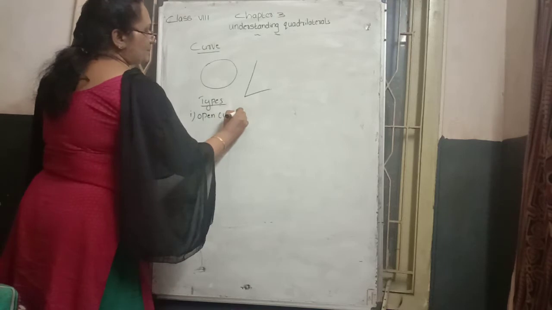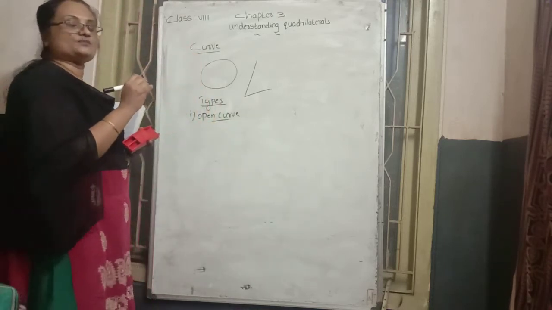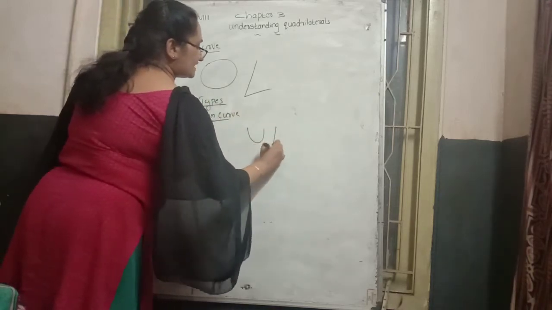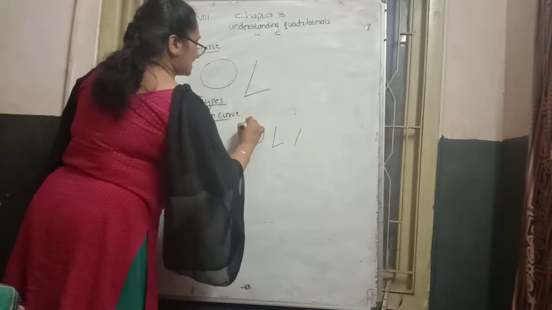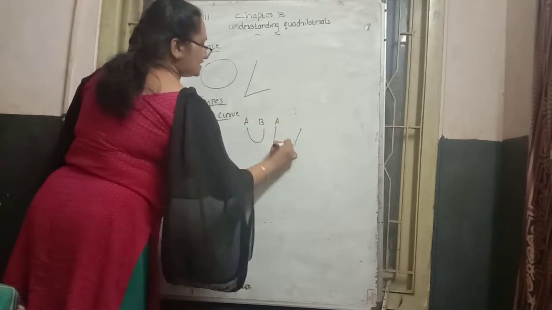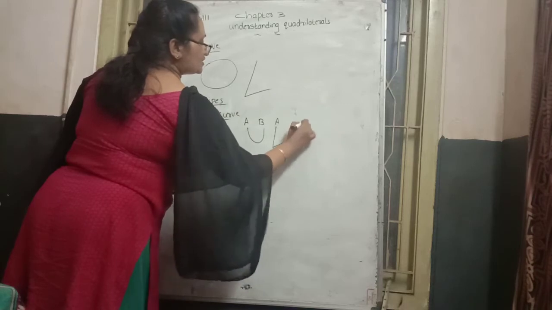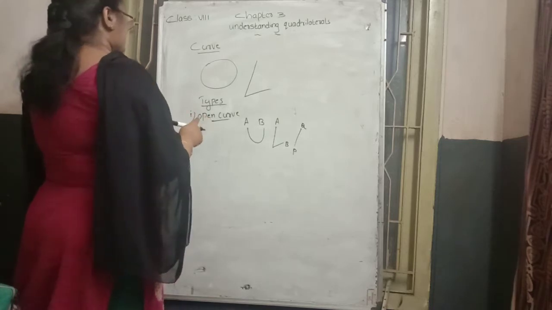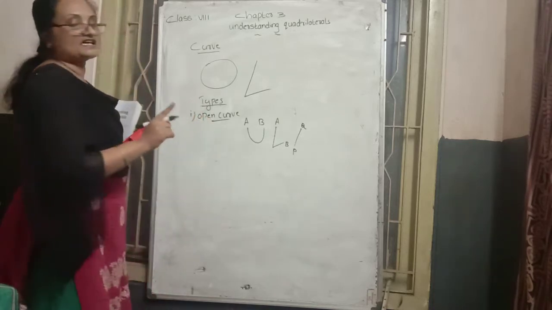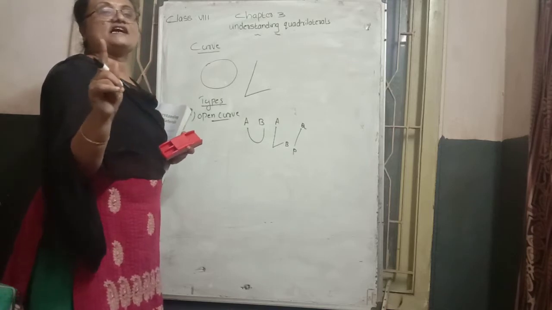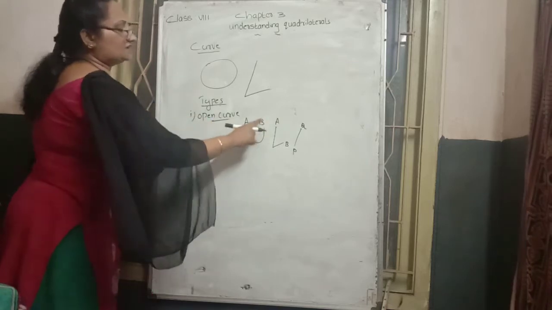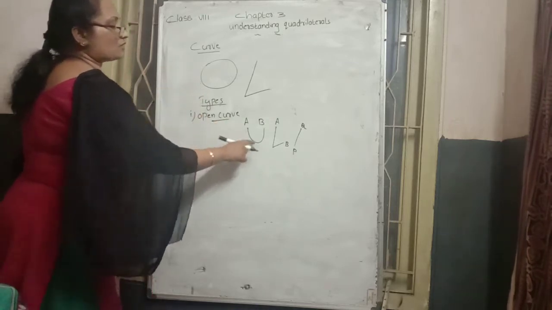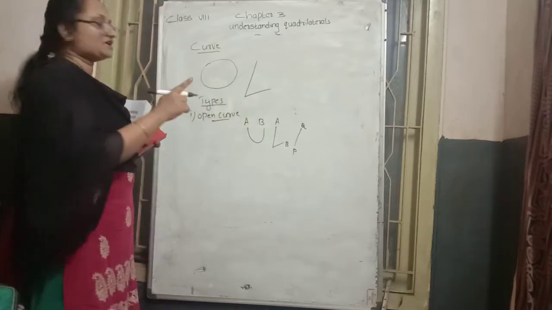What about the open curve? An open curve looks like this. Here we can label A, B, and there also A, B, and here P and Q. These are examples of an open curve. That means an open curve is a curve which does not cut itself. This curve does not cut itself. Such a type of curve we call open. They are not cutting themselves.